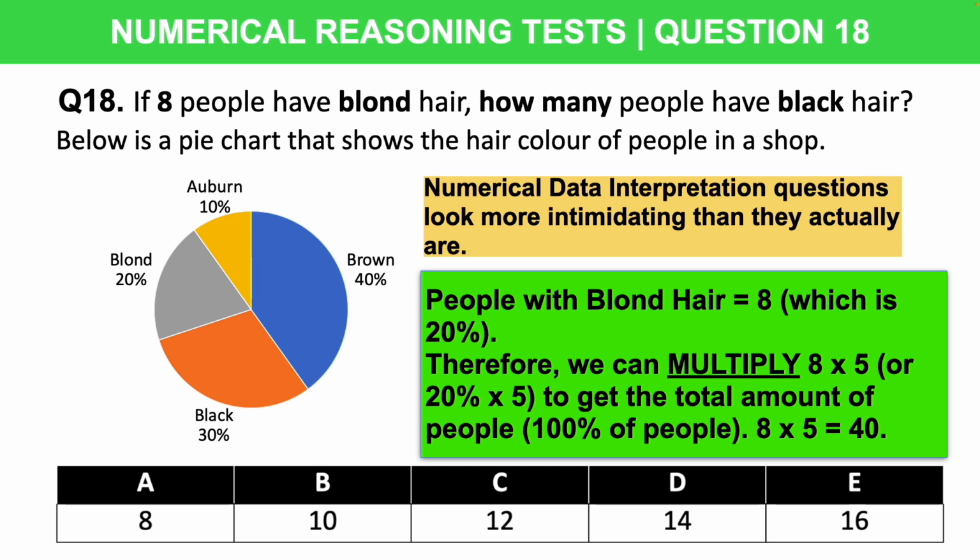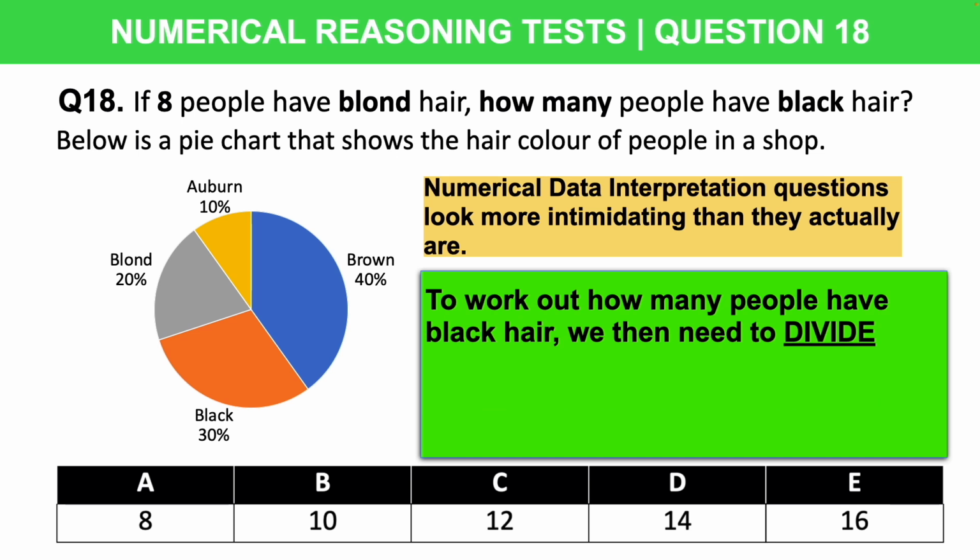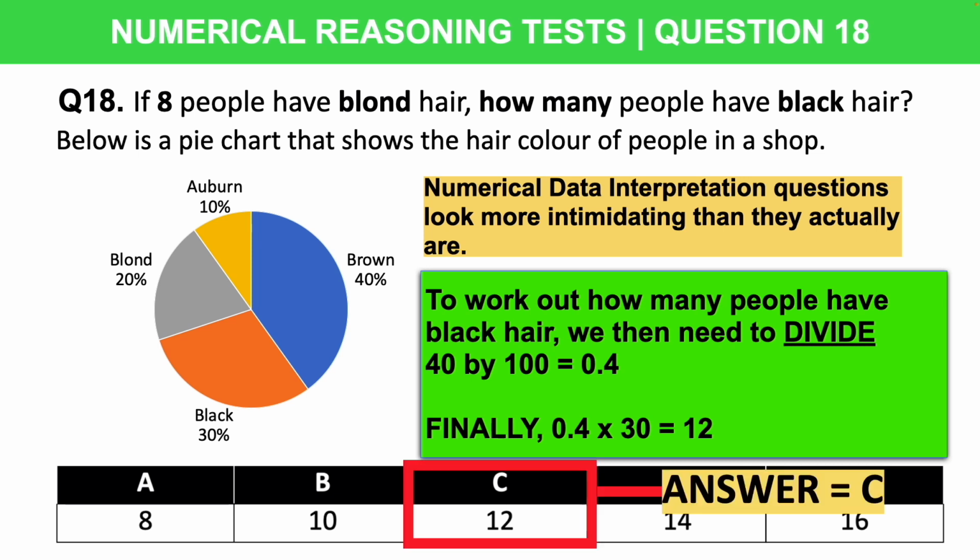So now that we know the total amount of people in the shop was 40, we can now work out how many people have black hair. To do that, we divide 40 by 100, which gives us 0.4. We finally then times 0.4 by 30, which is the 30% that's shown here on the pie chart, which gives us 12. So we know 12 people have black hair. And therefore the correct answer option is indeed C.